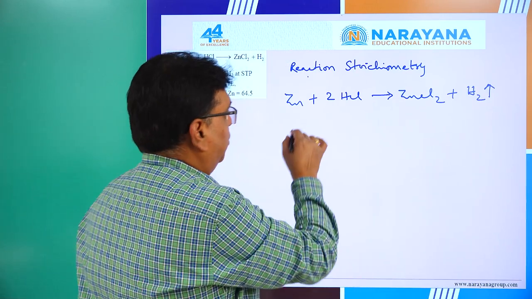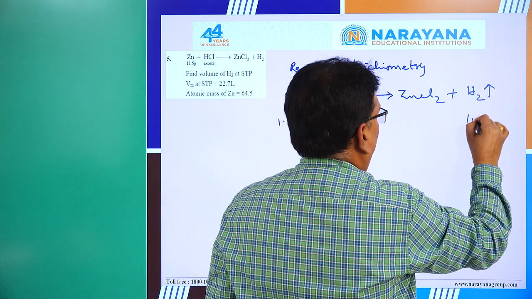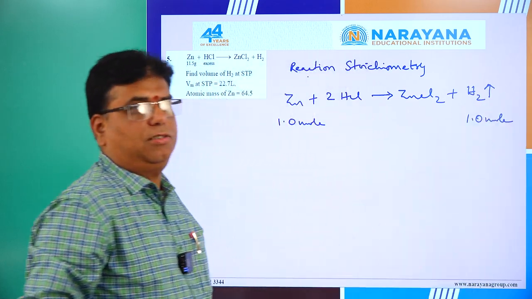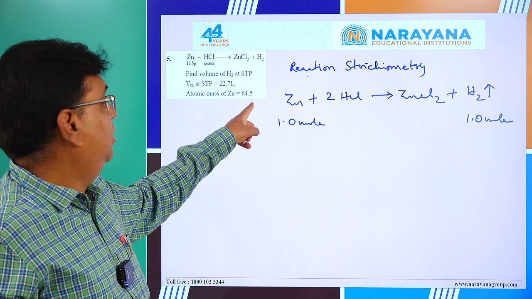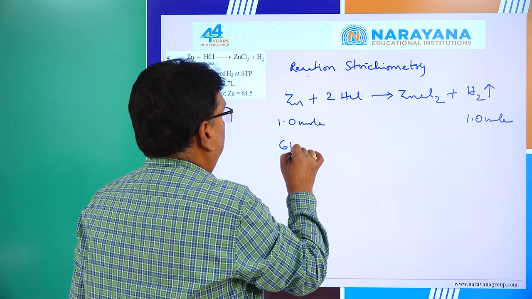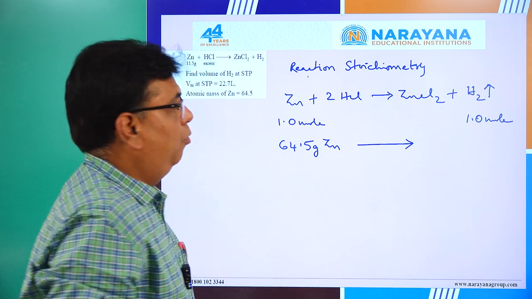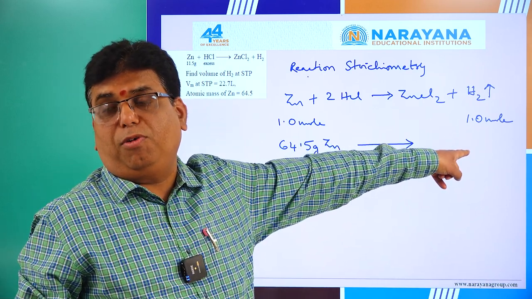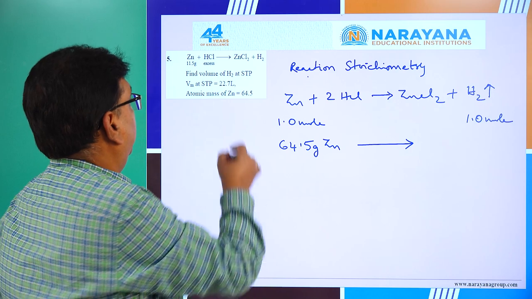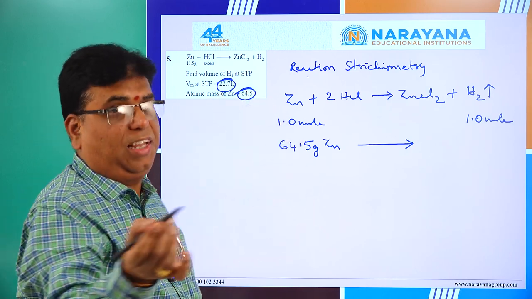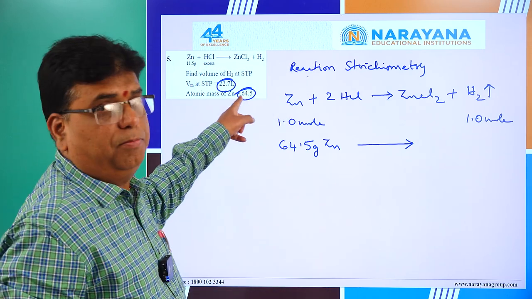Applying stoichiometry rules from the balanced equation, 1 mole of zinc will give you 1 mole of hydrogen gas. 1 mole of zinc means what is the weight? Gram atomic weight, 64.5. So 64.5 grams of zinc will give you 1 mole of hydrogen gas. What is the gram molar volume for hydrogen given? 22.7, 64.5. Both are given here. Very straightforward. You need not remember even the gram molar volume value. That is given here, 22.7.